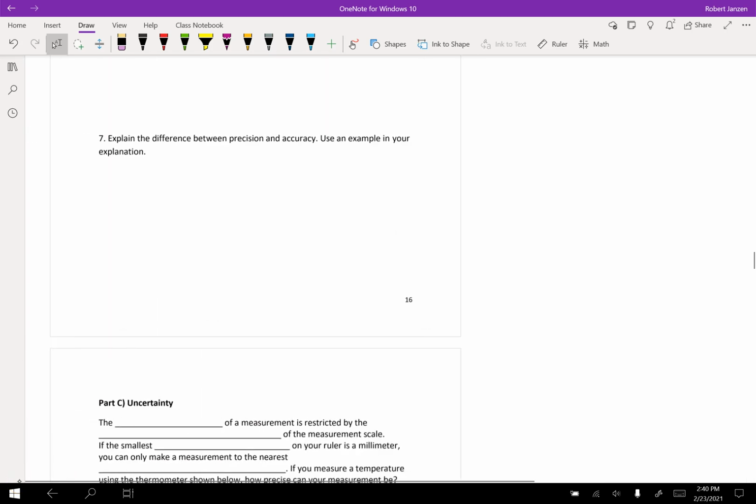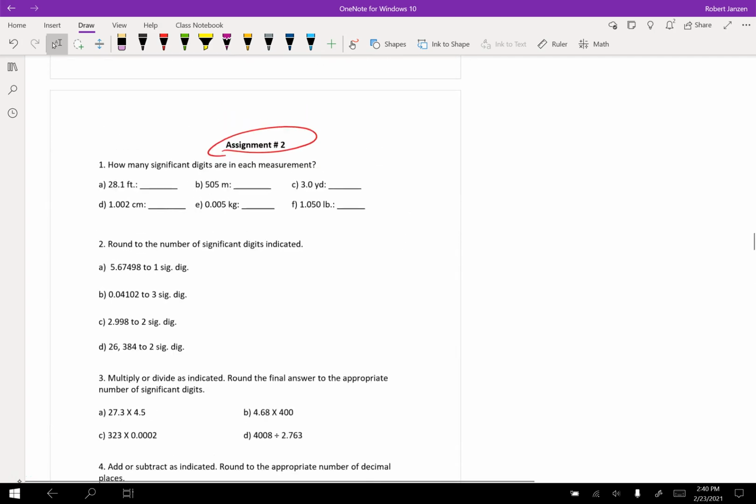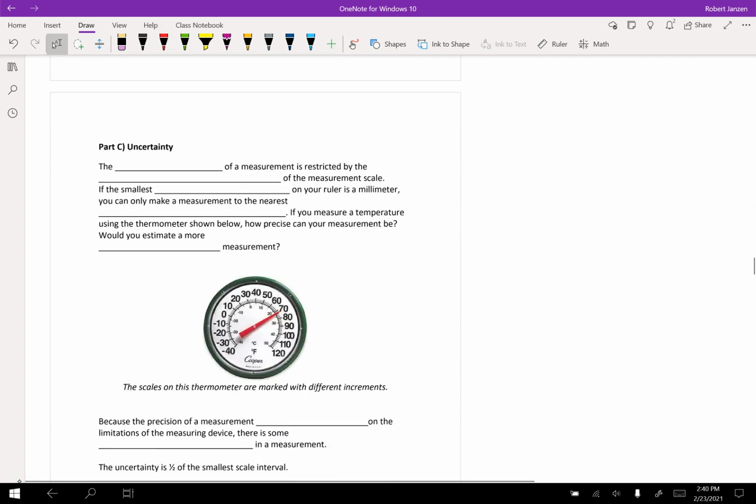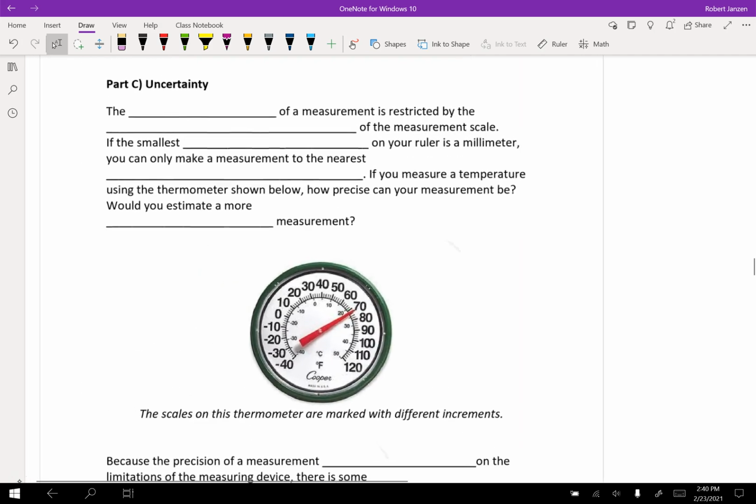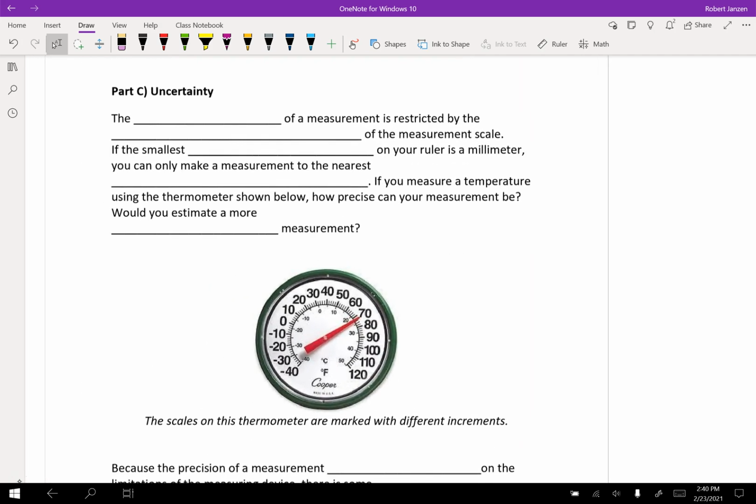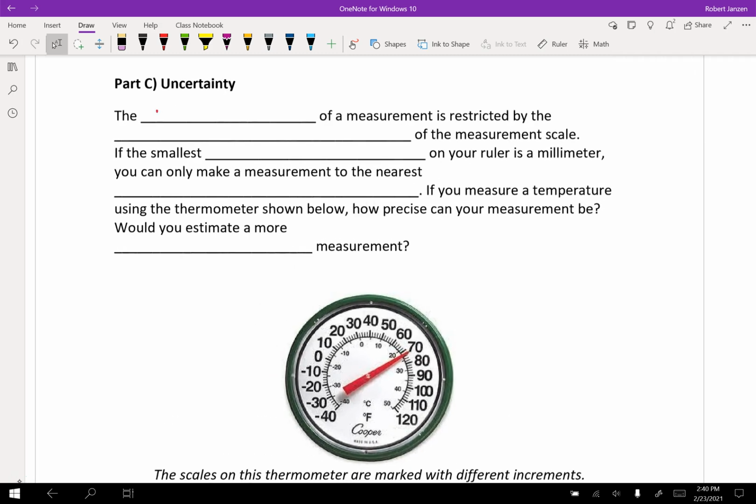So the next lesson in measurement is our lesson on uncertainty. So what is uncertainty? Let's discuss that first of all. We've already talked about the precision.